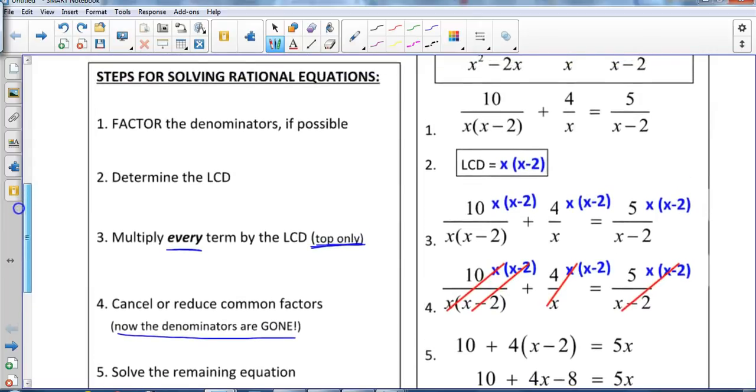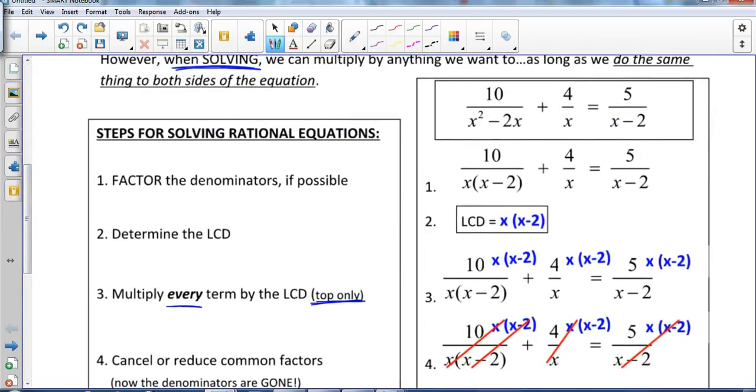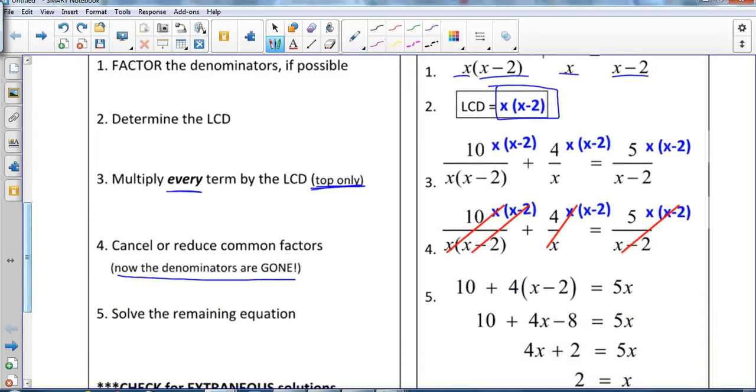So let's look at this example we have here. We have 10 over x squared minus 2x plus 4 over x equals 5 over x minus 2. Step 1. We factor and get x minus 2. We're going to pull an x out of there. Now we look at what we have. We have x and x minus 2. That is our LCD. Just one of each. Step 3. We're going to multiply every term. So we're going to multiply the 10 times the LCD, the 4 times the LCD, and the 5 times the LCD.